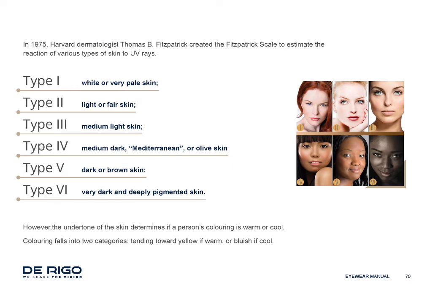However, the undertone of the skin determines if a person's coloring is warm or cool. Coloring falls into 2 categories, tending toward yellow if warm, or blush if cool.